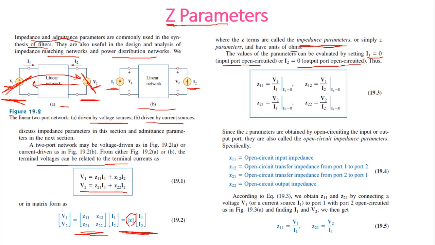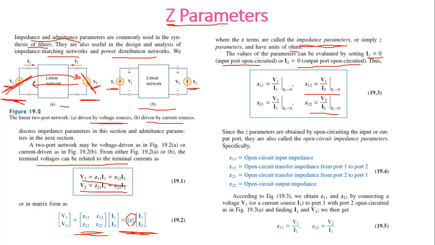Consider the first case, when I1 is equal to 0. What happens to these equations? In the first equation, we get Z12 equal to V1 by I2. Similarly, in the second equation, if I1 is equal to 0, Z22 will be V2 by I2. So we get Z12 and Z22 when we open circuit the input port.